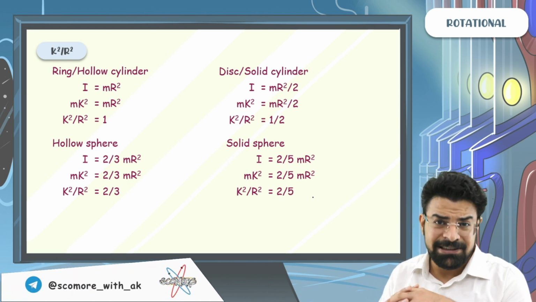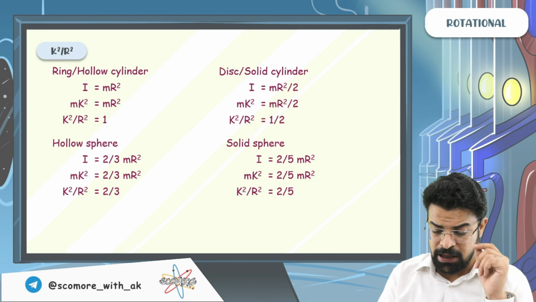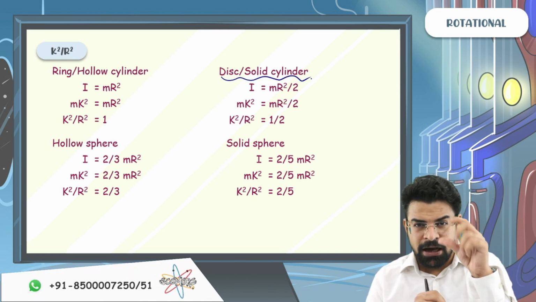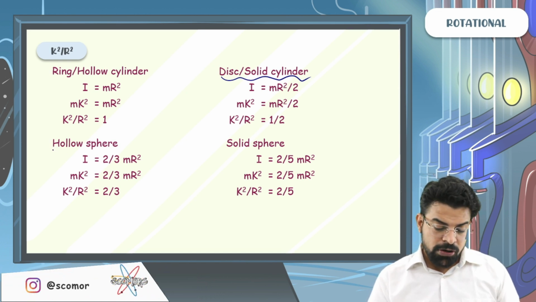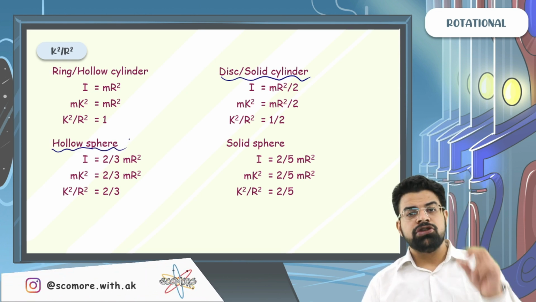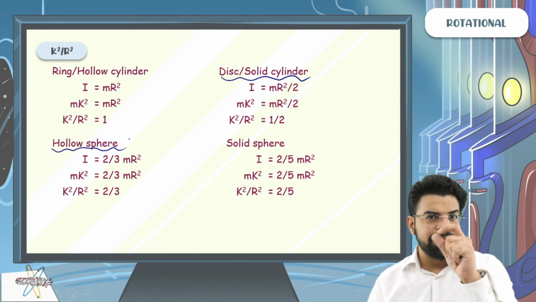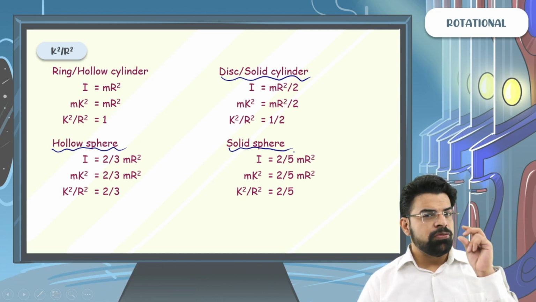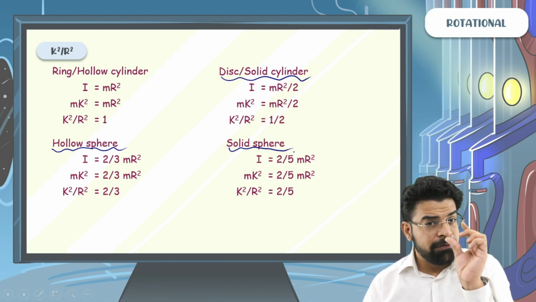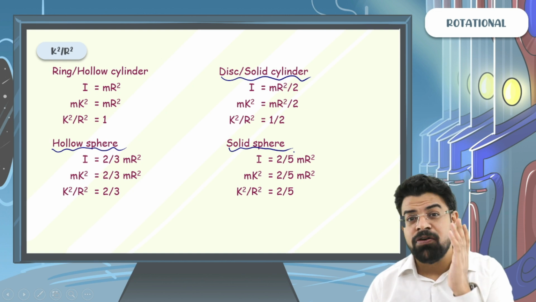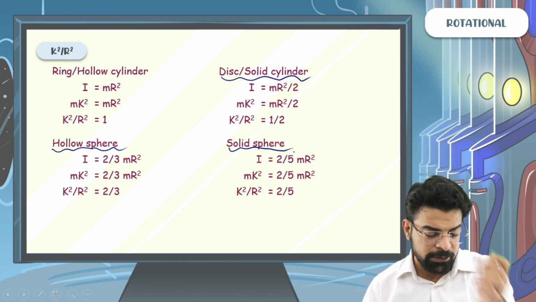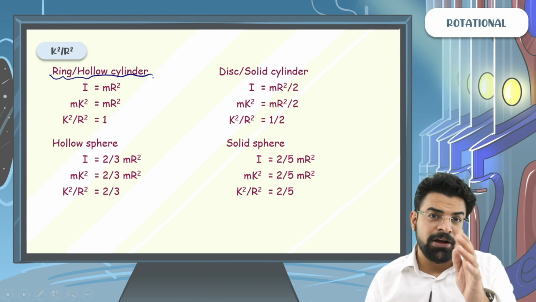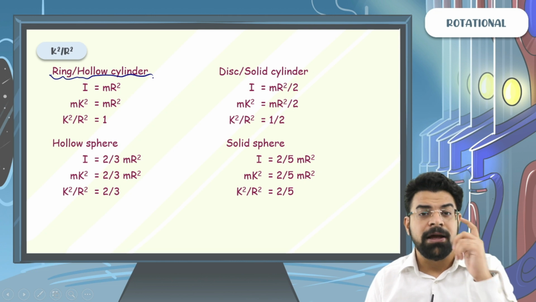So it is an easy thing to remember. For disc and for solid cylinder, the moment of inertia is half mr square, so that half is k square by r square. For hollow sphere, the moment of inertia is 2 by 3 mr square, so that 2 by 3 is the ratio of k square by r square. For solid sphere, the moment of inertia is 2 by 5 mr square, so that 2 by 5 before mr square is the ratio of k square by r square. And as for ring and hollow cylinder, we get moment of inertia as mr square. That one before mr square is the ratio of k square by r square.